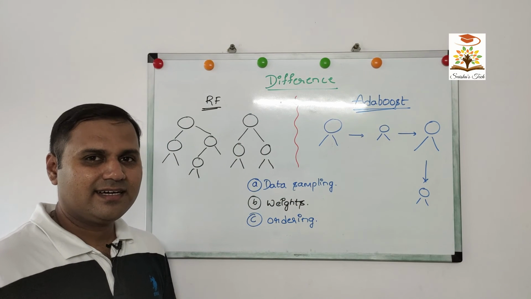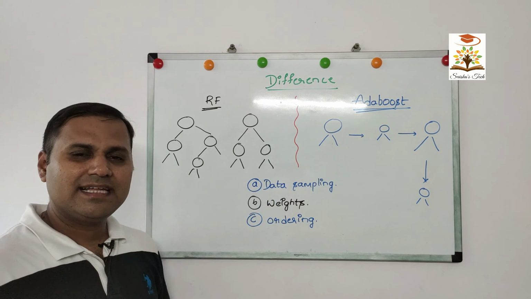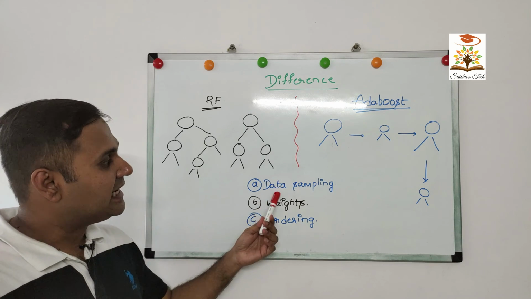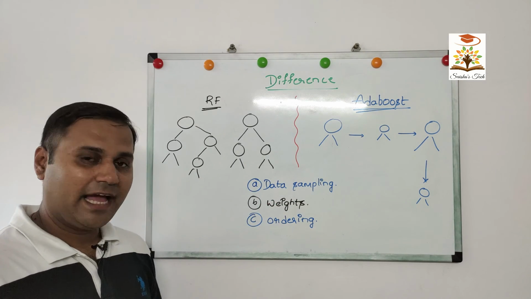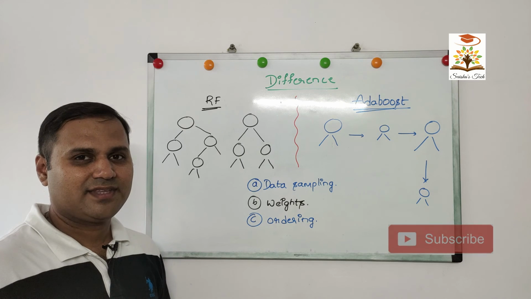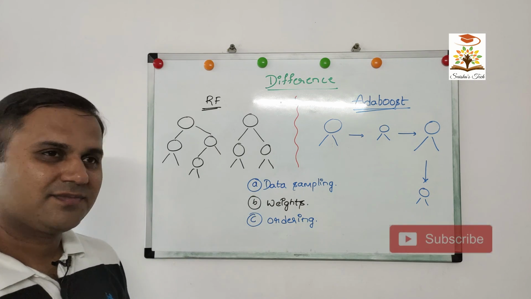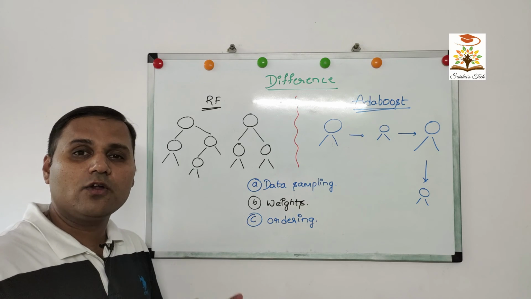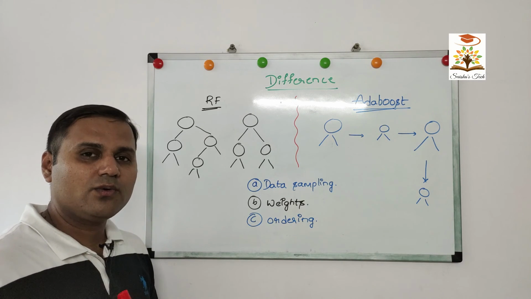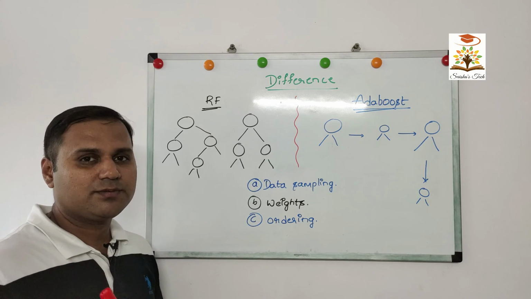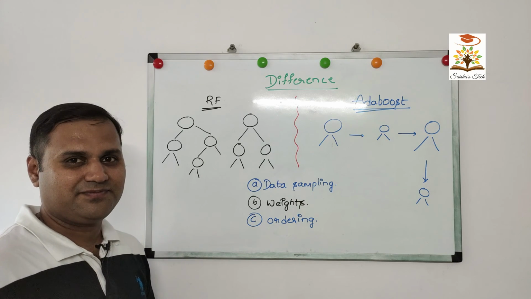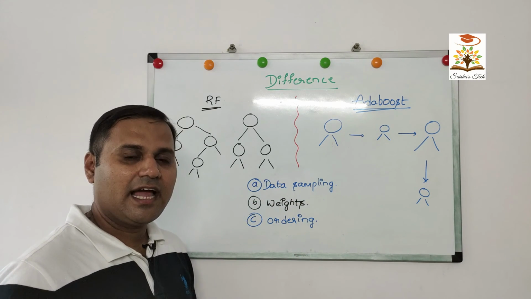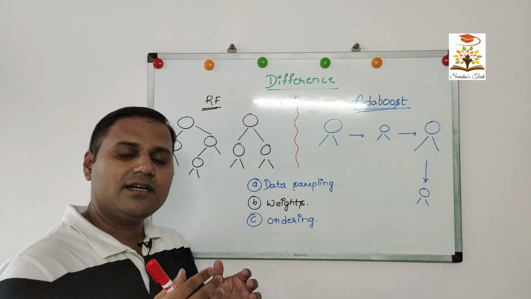The difference between the random forest and AdaBoost can be explained with three key components. First, data sampling technique, weights, and ordering of the trees. Let us start with data sampling. In random forest, the data is sampled through bootstrap algorithm. If you do not know what is bootstrap algorithm, please go and watch my random forest model explanation. And for AdaBoost, you utilize all the observations and you sample the weights.